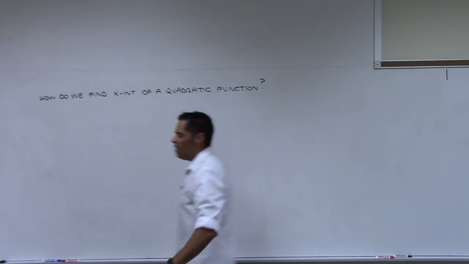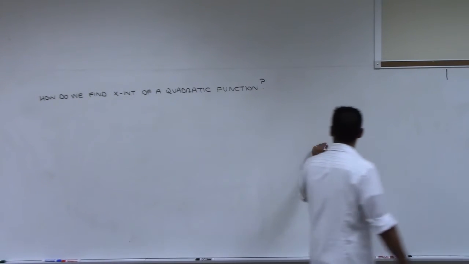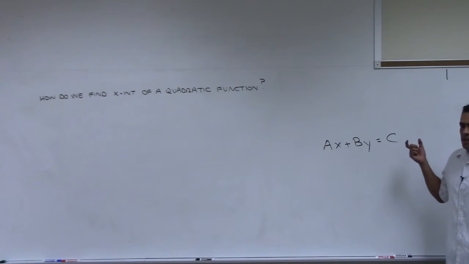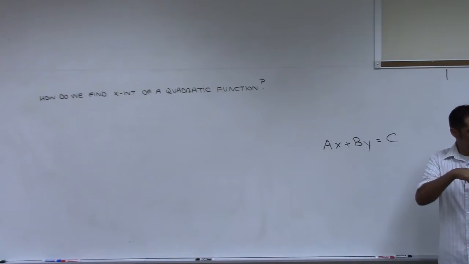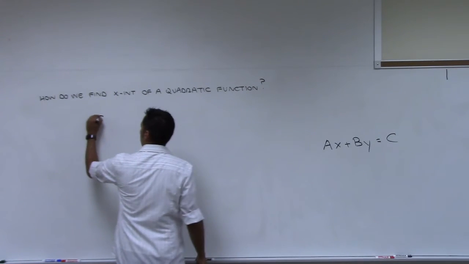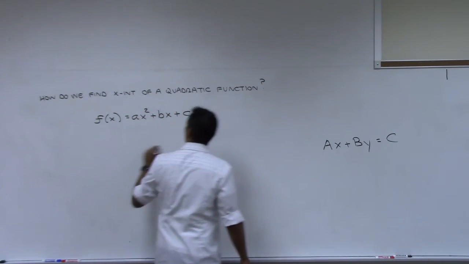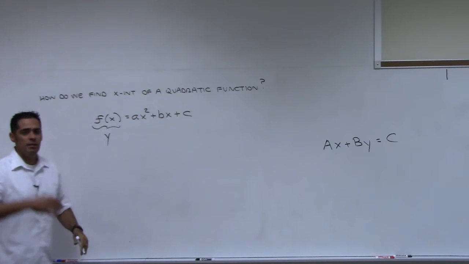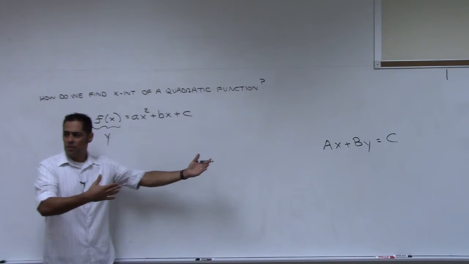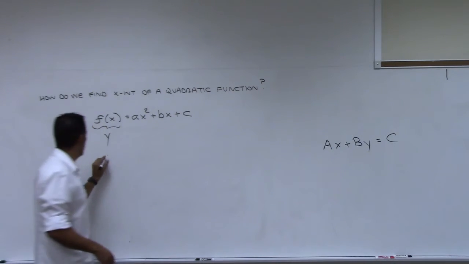Well, how did we find the x-intercepts of a line? Remember when we had ax plus by equals c. This was a line. If we wanted to find the x-intercepts, we set y to 0, didn't we? Well, when we have a quadratic function like this, remember the f of x is really the y. That's the y coordinate. So if we follow the same method to find the x-intercepts, we want to replace this side with 0, don't we? So what we get is this equation.